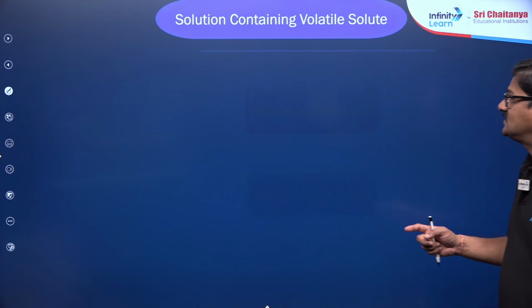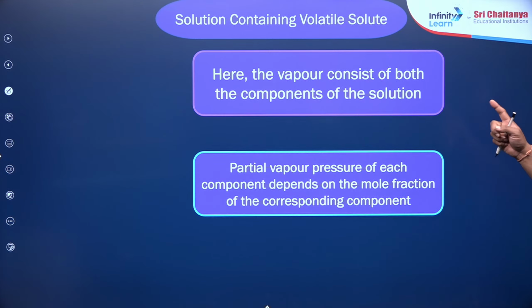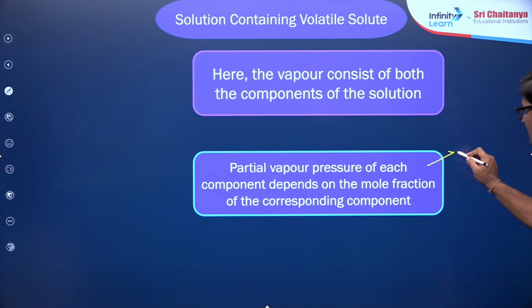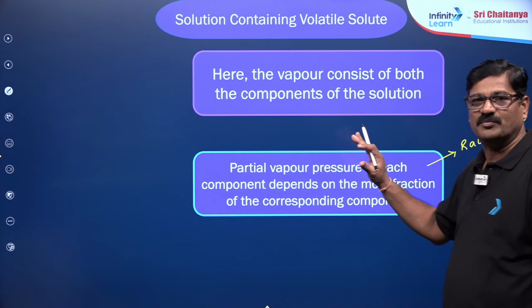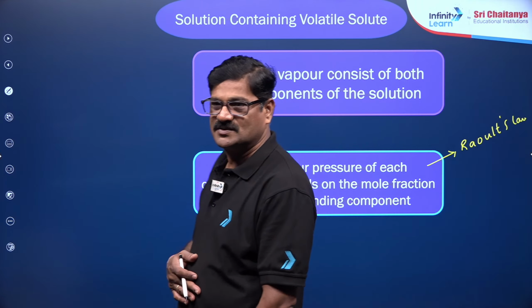Now, this is a vapor pressure. Here the vapor pressure consists of both components of the solution. So the partial vapor pressure of each component depends on the mole fraction of the corresponding component. This is technically said to be Raoult's law. I just want to show you how the vapor pressure of the component is measured. So let's see.